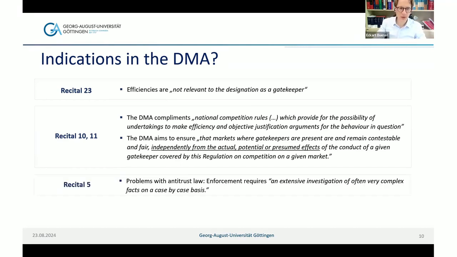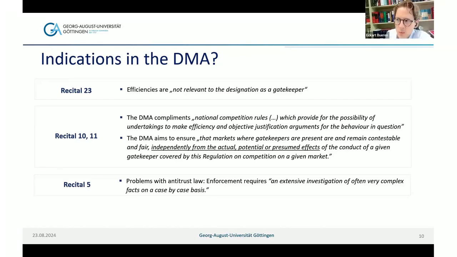And furthermore, recital 5 somehow distances the DMA from traditional competition law enforcement, which requires an extensive investigation of very complex facts on a case-by-case basis. So we can conclude that the DMA is construed in such a way that individual circumstances, including efficiencies, are not to be considered when assessing the behavior in question. The DMA even distances itself from such legislation, and it points out the problems that this legislation has brought about.